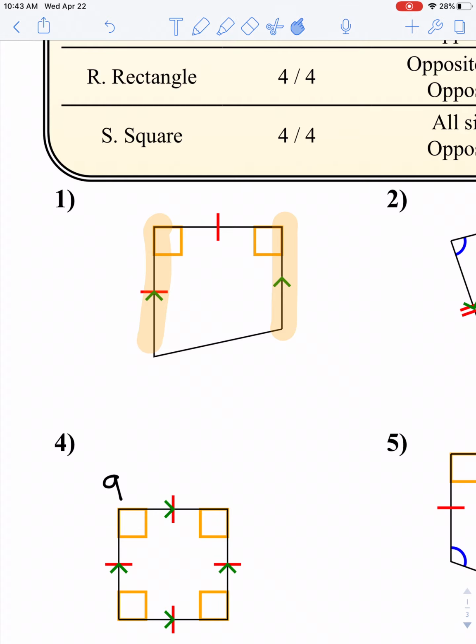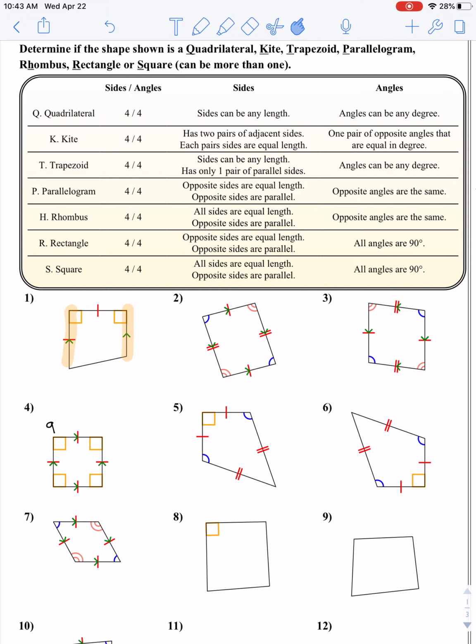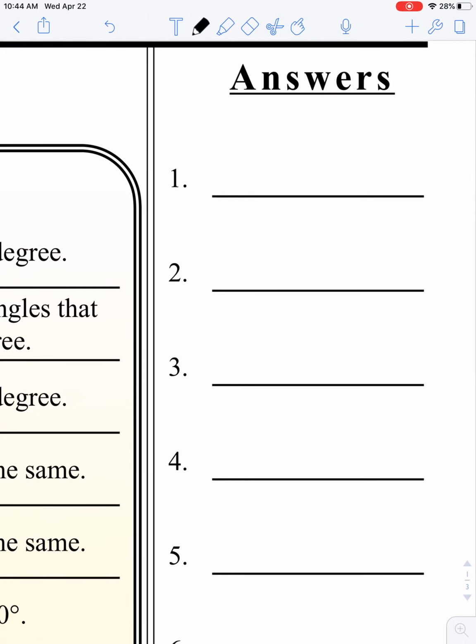So that would be a pair of parallel lines. The angles can be any degree, so they don't have to be the same for a trapezoid, and the sides can be any length. It just needs one pair of parallel sides. So for number 1, we would label that a quadrilateral and a trapezoid, so Q and T.